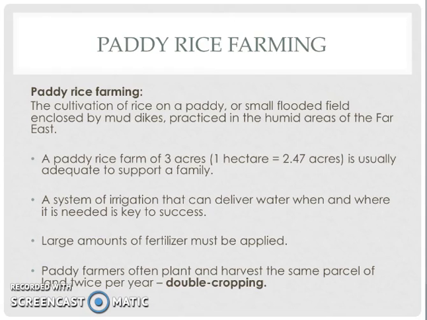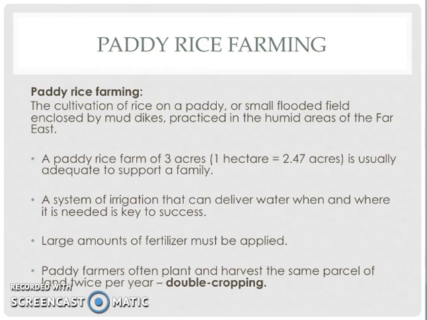Paddy rice farming is another very important regional agricultural production method. It is the cultivation of rice on a paddy, in other words a small flooded field enclosed by mud dikes, practiced in humid areas of the Far East. A paddy rice farm of 3 acres, roughly 3 football fields, is usually adequate to support one family. The system of irrigation can deliver water when and where it's needed. It's the key to success.